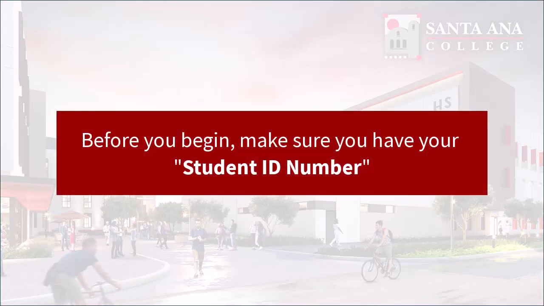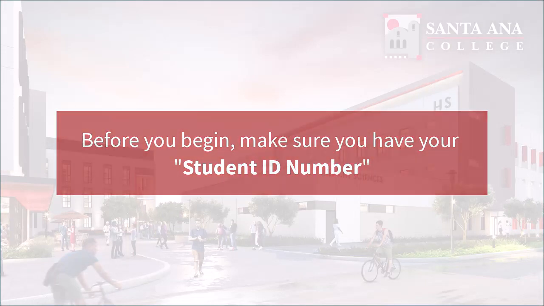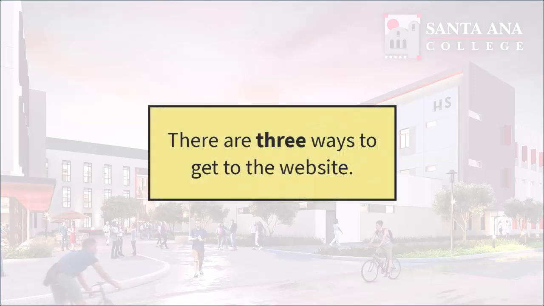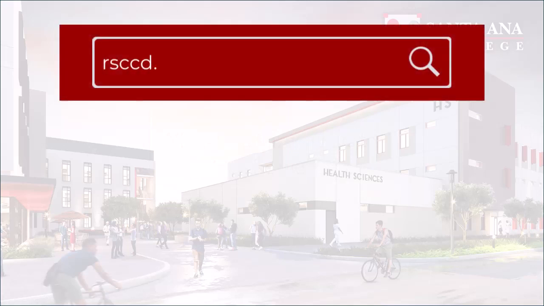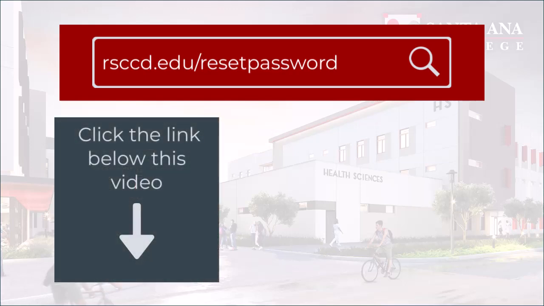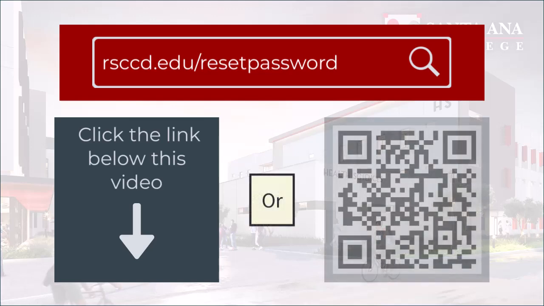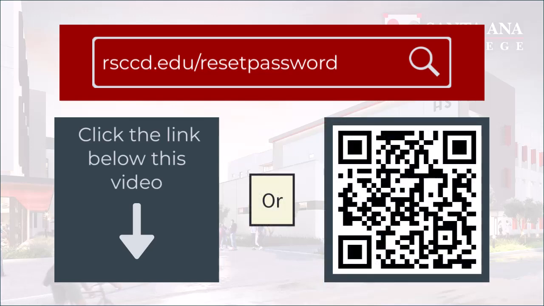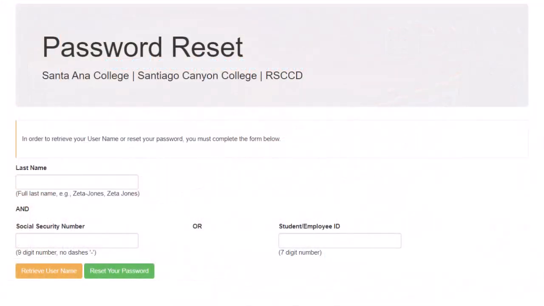To find your user ID on the school website, make sure you have your student ID number. You have 3 different ways to get to the website. First, you can go to the internet address rsccd.edu/resetpassword, or you can click the link below the video, or you can follow the QR code on the screen. This will take you to the password reset page.